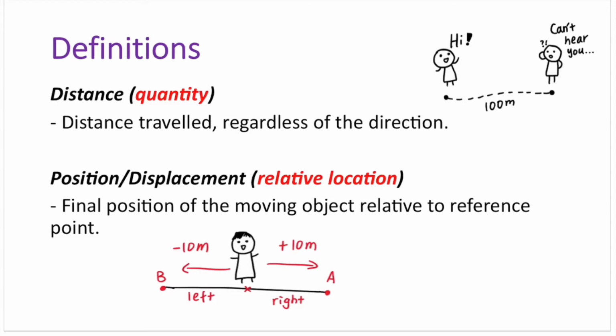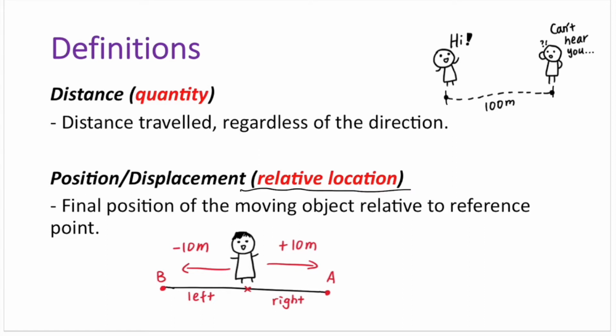If you have a look at the picture I drew on the right, these two people are 100 meters apart. So if one person's shouting hi, the other person says, I can't hear you. That's because they are really far away from each other, so it's 100 meters apart. Here we're talking about distance. So we say that the distance between these two people is 100 meters. Position or displacement, on the other hand, we're talking about relative location.